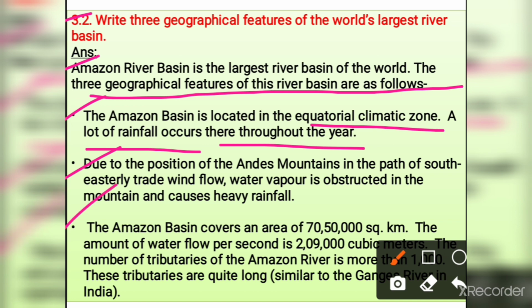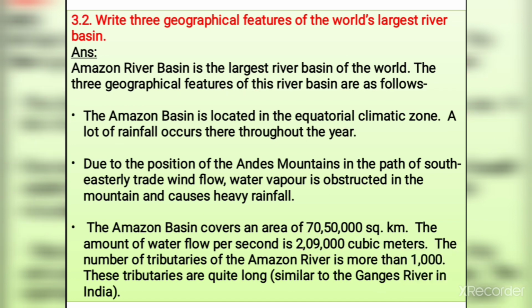The Amazon basin covers an area of 70 lakh 50,000 square kilometers. The amount of water flow per second is 2 lakh 9,000 cubic meters. So this is actually the volume of this basin, and the number of tributaries of the Amazon river is more than 1,000. You can imagine how large the Amazon river basin is.